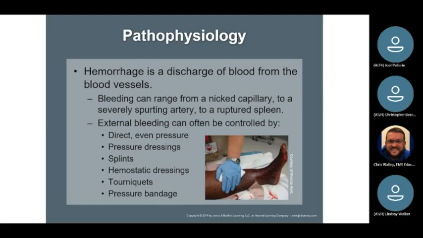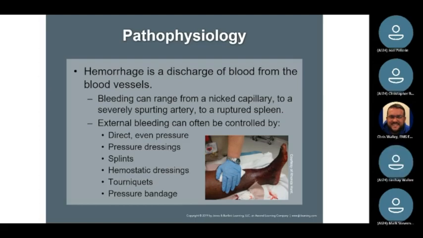You can continue to put direct pressure, do whatever it takes to stop that bleed. Just because you have one thing that's taking care of the bleed, you can use all your tools in your toolbox. You don't have to just use one. Keep that in mind.